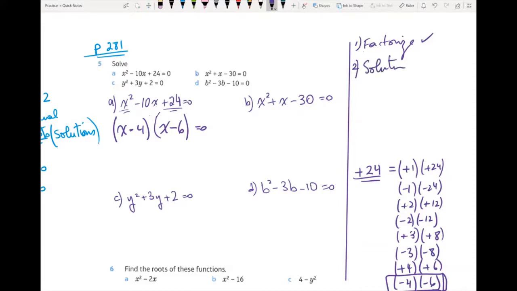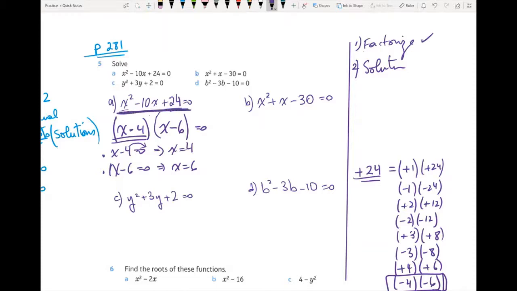So you put x minus 4 equals 0. So this is the first factor. You replace it, put it equal to 0. So the root is 4. When you take 4 to the other side, it becomes plus 4. Then the second factor, x minus 6 equals 0. So x is equal to 6. 4 and 6 are the solutions for this equation.